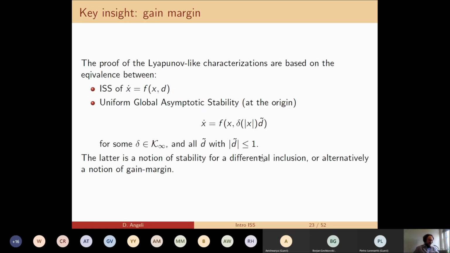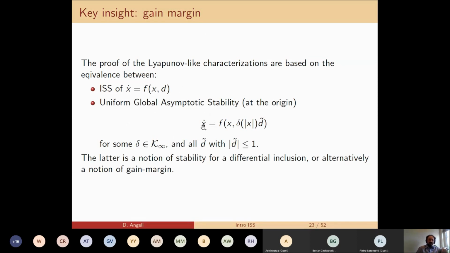What's the idea? What's the key insight for a proof of a result of this kind? So the key step in the proof was to regard input to state stability as a form of gain margin.